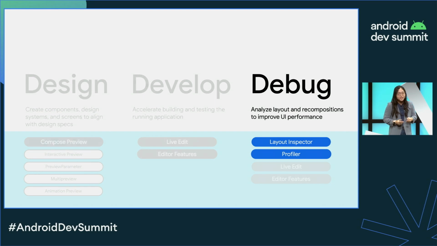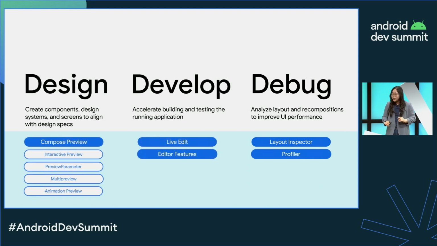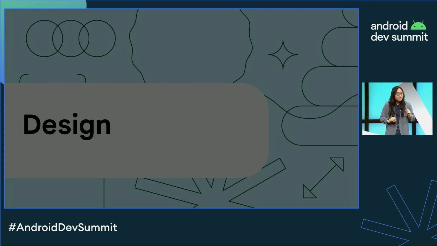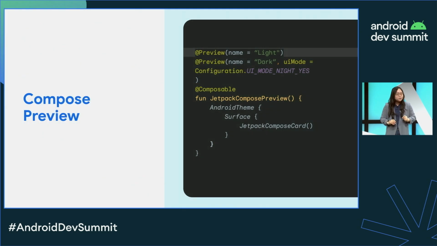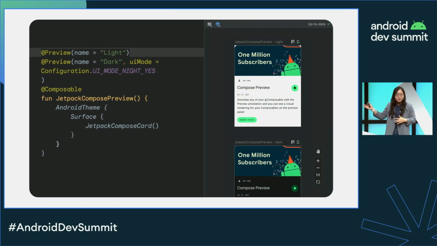So let's get started. First, starting with the design stage, let's build some UI with Compose Preview. But before we do, just a quick refresher: Compose Preview is a tool where you can annotate any of your composable functions with the preview annotation and see a visual rendering of your composables on the preview panel. Essentially, it is a way for you to iterate on your UI without running the app, see different states, navigate to code, and other features that we'll go deeper into.